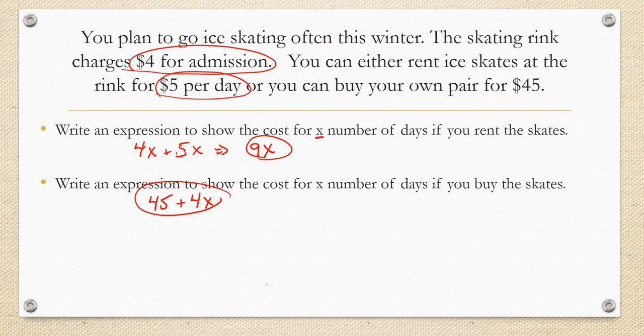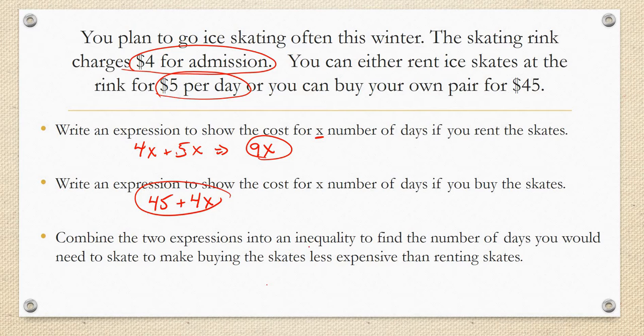The last question is going to be, combine the two expressions into an inequality to find the number of days you would need to skate to make buying the skates less expensive. Clearly, if I only skate for one day, it's going to be much cheaper to pay $9 for that one day. I'm not going to buy skates for $45 plus pay the admission if I'm only going to skate once. So how many times do I need to skate to make buying the skates less expensive? Well, if I want buying, which is 45 plus 4x, to cost less than renting, this would be my setup.